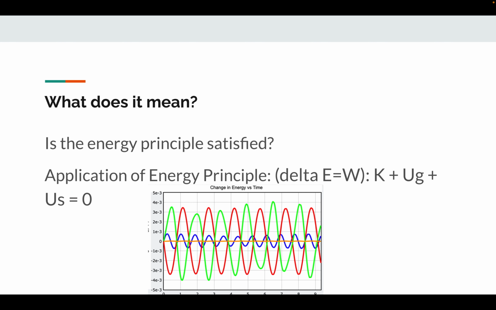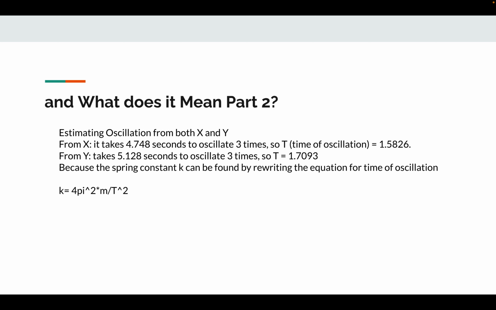And to answer what does it mean, is the energy principle satisfied? So the energy principle says that delta E is equal to work, which is the sum of all the total energies in the system. And because the sum of the total energy is 0, and we know that no work is being done because the spring and gravity energies are canceling each other out, then the energy principle is satisfied. What does it mean, part 2?